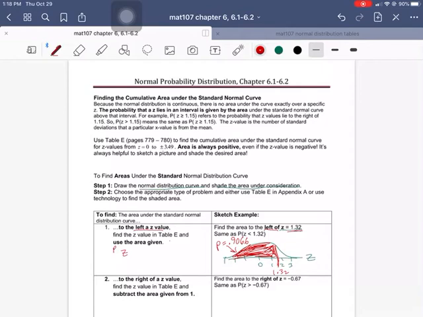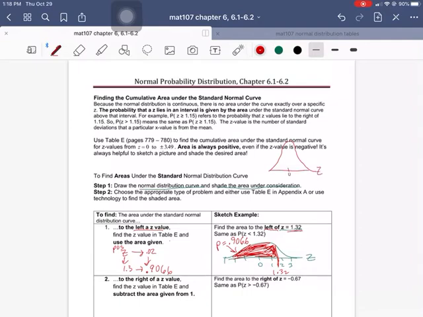0.9066. I went to the positive z table, went down to 1.3, and went over to 0.02, and the number that was there was 0.9066. That makes sense. I just never have enough room to do all that.